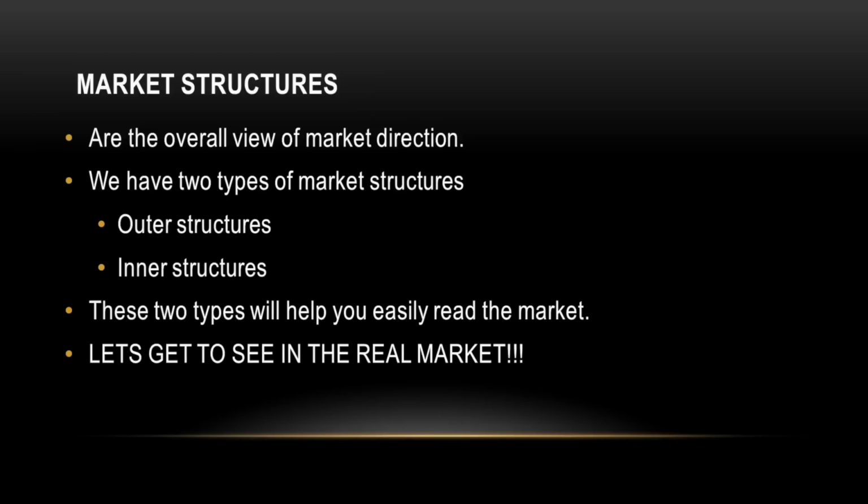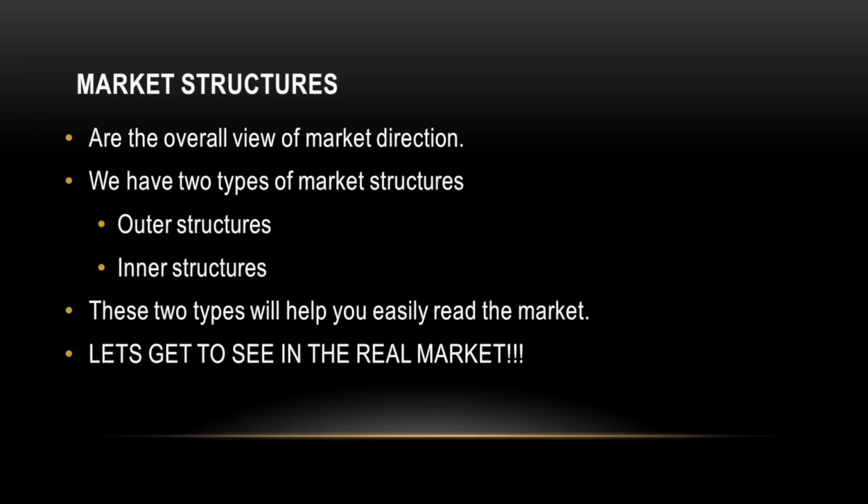Now we're going to be focusing on the market structures. Market structures are the overall view of a market direction. We have two types of market structures, the outer structures and the inner structures. These two types will help you easily read the markets. With the outer structure, we're looking at the overall bigger picture of what the market is presenting to us. But with the inner structures, we're looking at a much deeper depth of what's actually happening within price action.